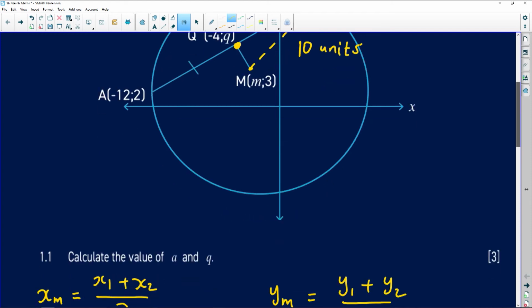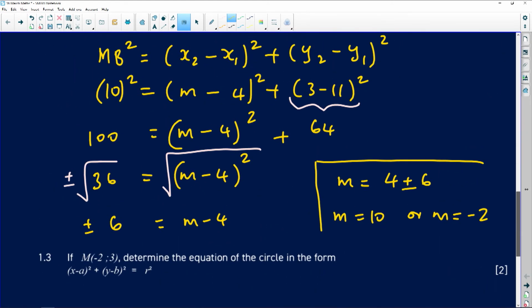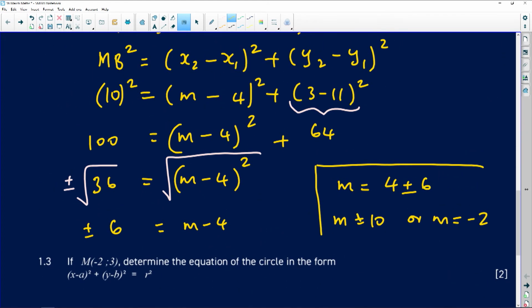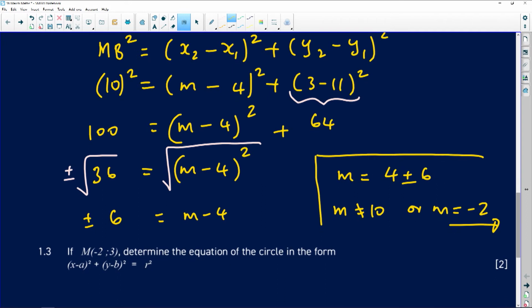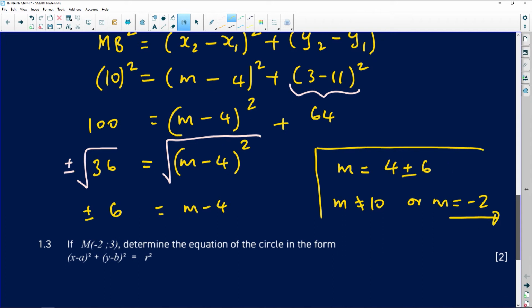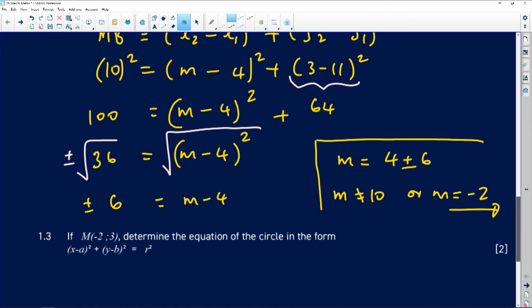All right, so let's proceed and see what will happen. So we're going to say, examiner, forget about that one of 10. The accepted m value is just simply going to become negative 2. All right, now the follow-up question here is the first question that starts talking to you about the equation of the center of a circle. So it says to us here, if m, negative 2 and 3, is actually the correct coordinates of that point m, we have to determine the equation of the circle in the form (x minus a) squared plus (y minus b) squared equals r squared.